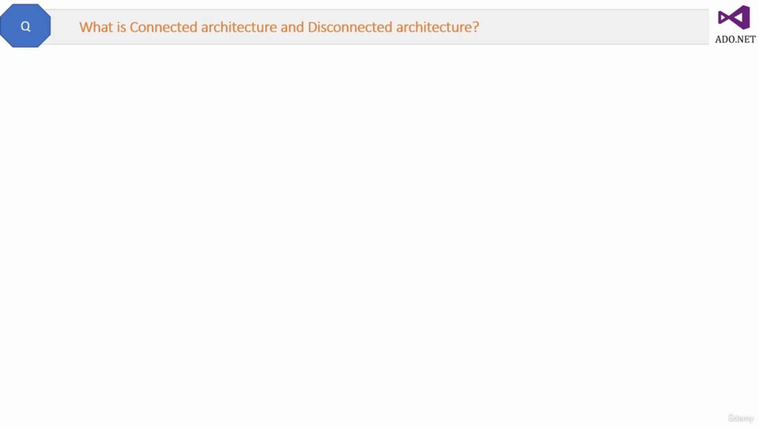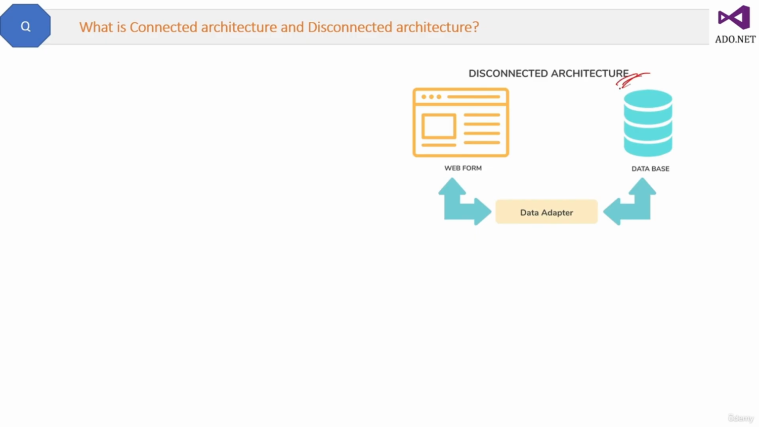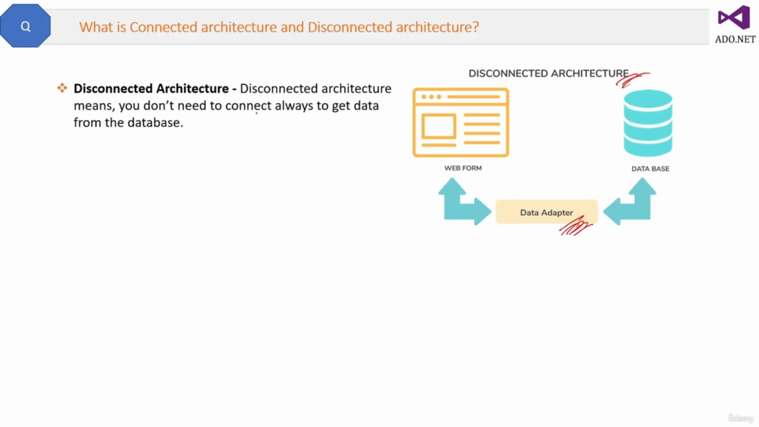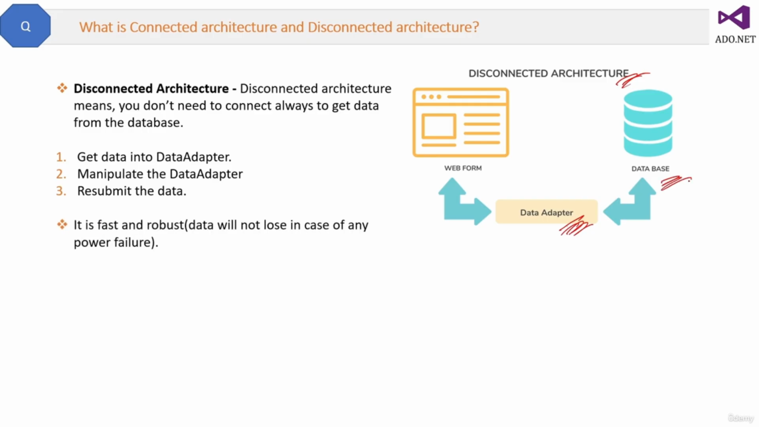What is connected architecture and disconnected architecture? Here is the diagram of the disconnected architecture. You can see we are getting and inserting the data in the disconnected architecture with the help of the data adapter. So disconnected architecture means you do not need to be connected always to get the data from the database. You can get the data into the data adapter, manipulate it, and resubmit the data to the database via the data adapter. So it is basically a fast and robust technique, and you do not have to be always in connected mode with the database. So that's why we call it disconnected architecture.